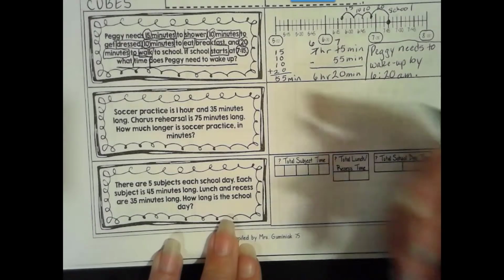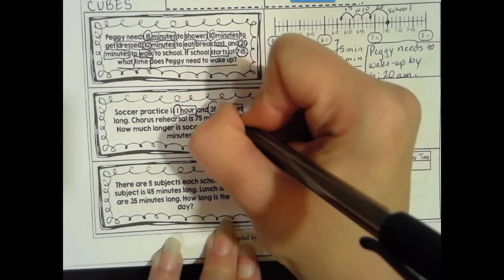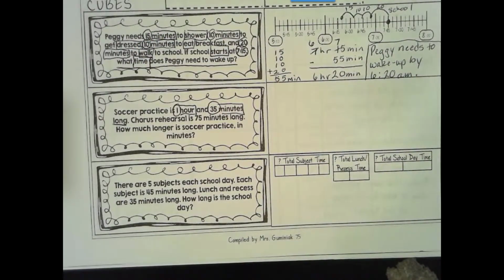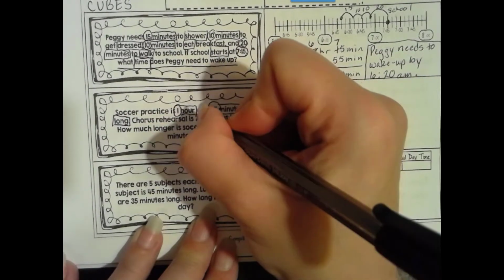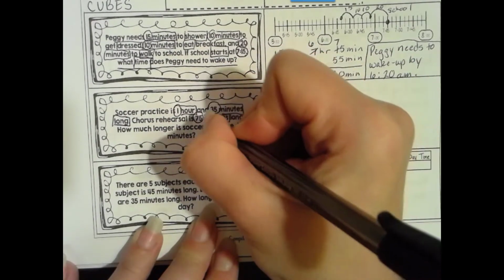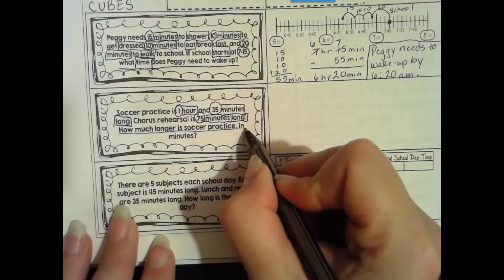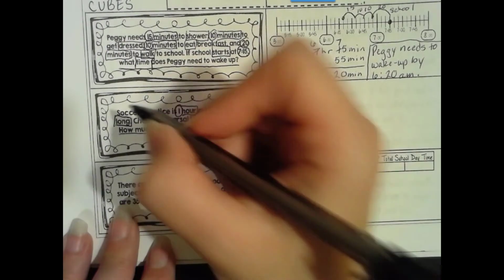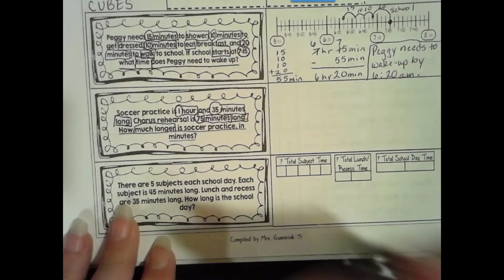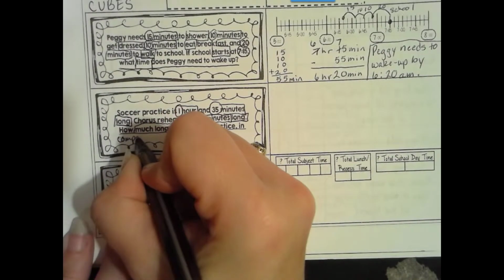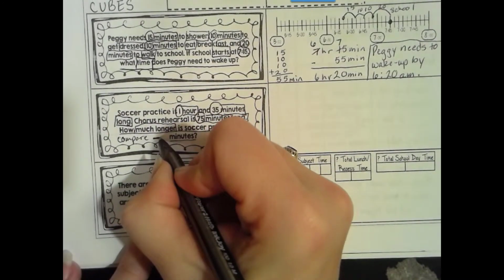All right, next one. Soccer practice is 1 hour and 35 minutes long. So we know our elapsed time, our interval of time. Chorus rehearsal is 75 minutes long. Oh, we have another elapsed time. How much longer is soccer practice in minutes? Ooh, how much longer? So longer is a comparison. When we compare without using our comparison symbols, we actually are finding a difference. We subtract.